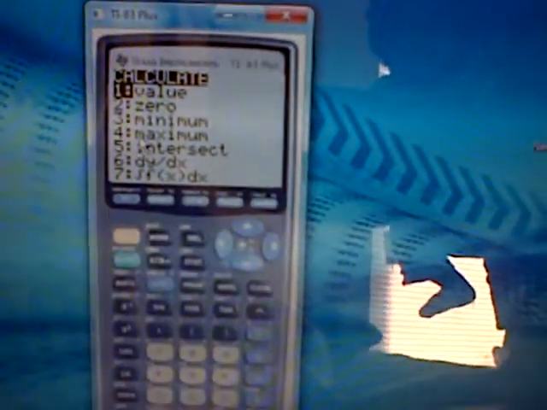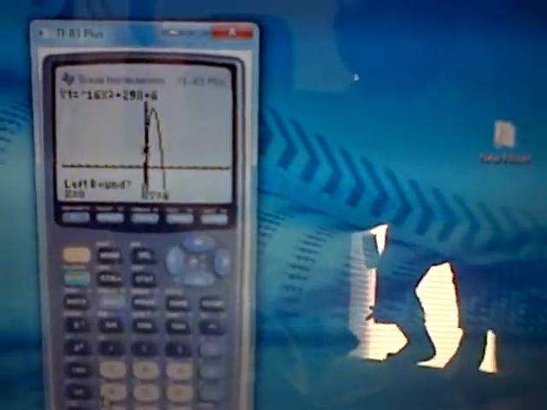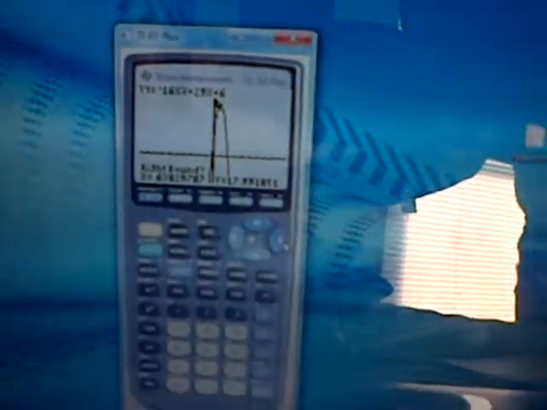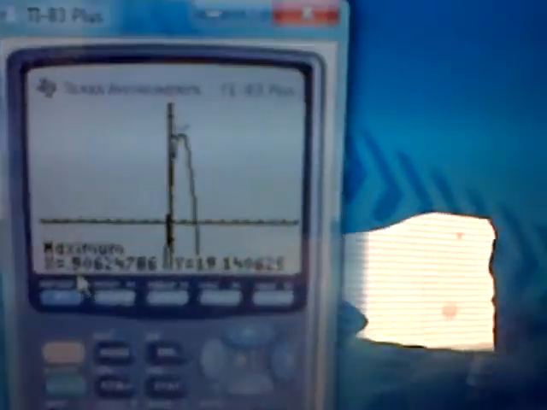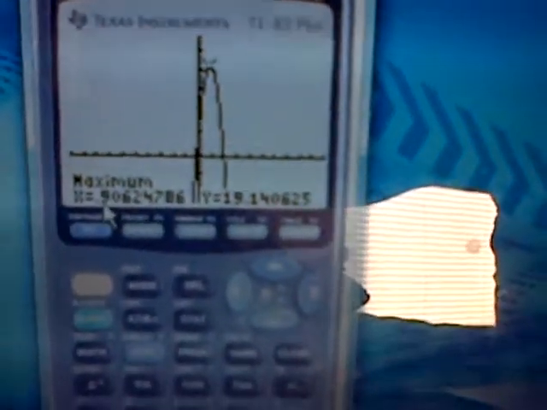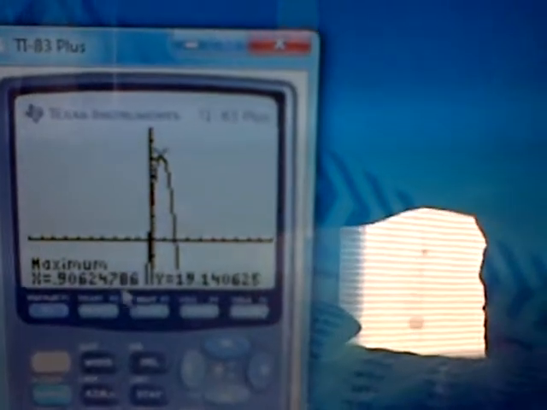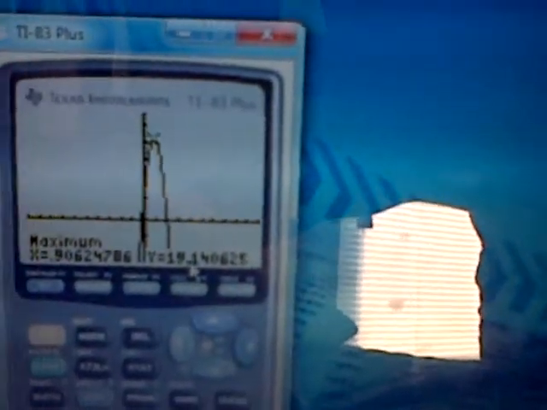Second trace. And we want to go to the number 4 for maximum. You use your arrows to get as close to the vertex as possible. You hit enter on the left side. And you scroll over. Enter on the right side. When it says guess, you have to hit enter one more time. It should say maximum across the bottom of your screen. And this is the maximum point. X is 0.906. Y is 19.14.